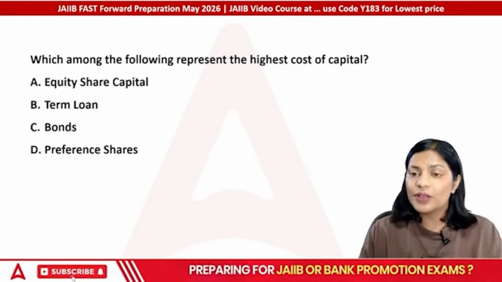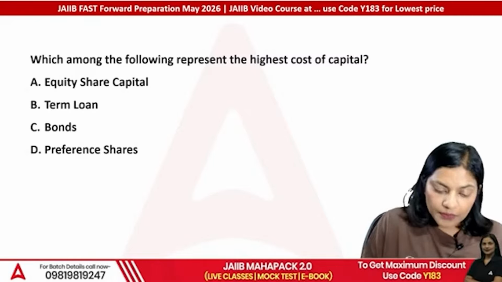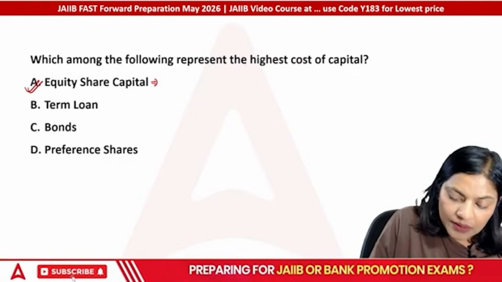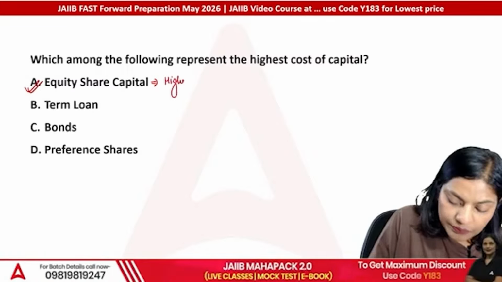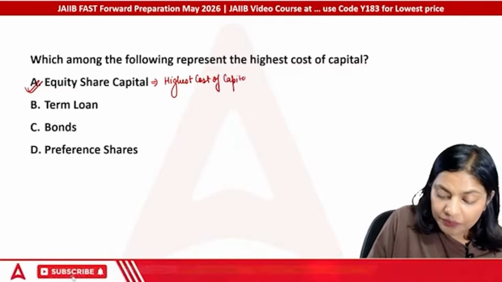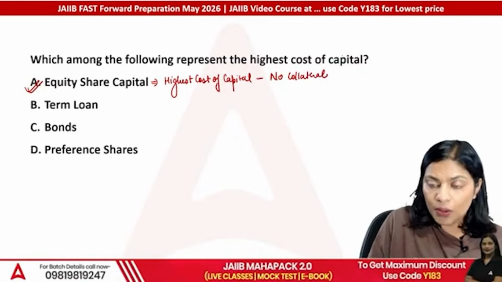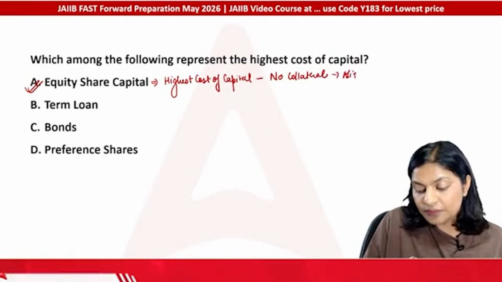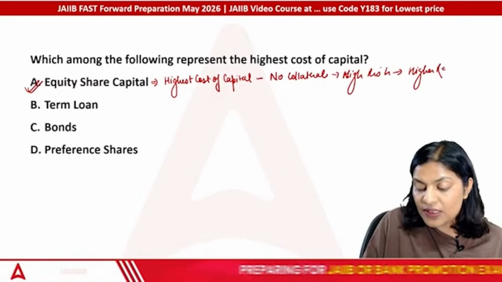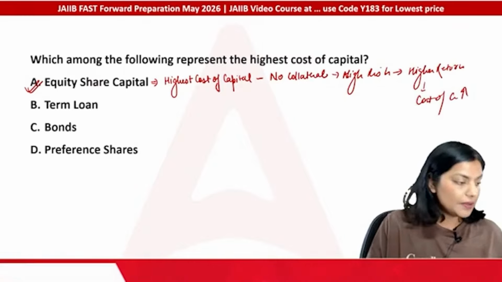Which among the following would represent the highest cost of capital? Now, it is equity. Equity has the highest cost of capital. Why? Because there's more risk. There's no collateral, right? No collateral means if you're buying shares, will you get collateral? No. So no collateral means high risk, and high risk would say higher return. So if the investor is expecting higher return, the company's cost of capital would increase. Right?